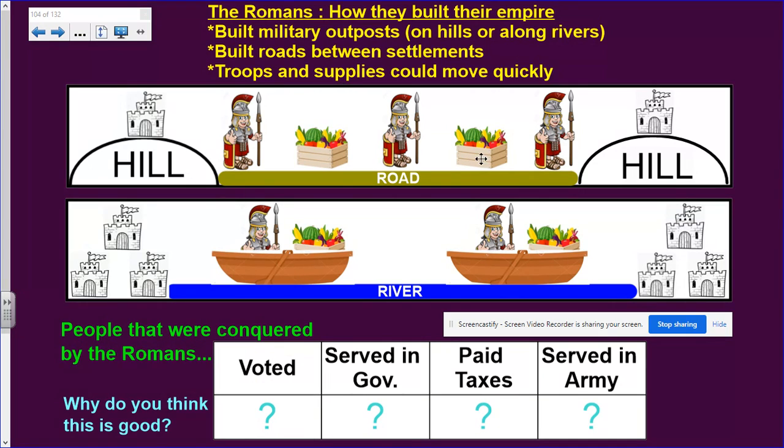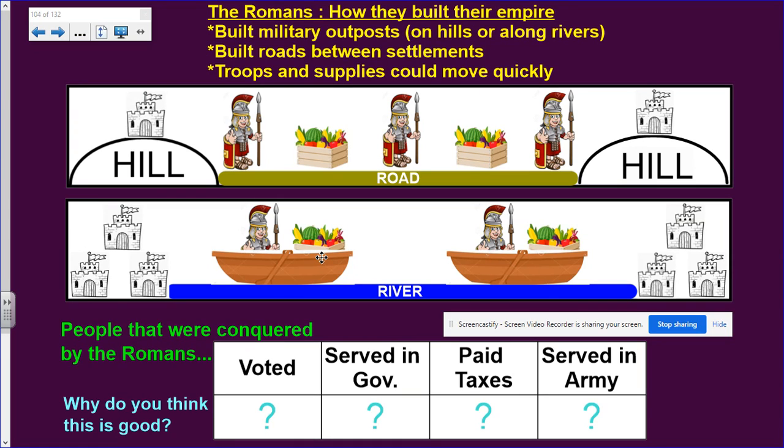Obviously, I just put the little fruit baskets over here to represent the supplies, but that pretty much shows you for the first example what's going on. You've got the outposts, you've got the road that's been built, you have the soldiers, you have the goods, you have the supplies. So they're just kind of traveling in between the two locations. Now, the river is the same situation. Obviously, along the river, they would use boats as opposed to walking like on the road, but it's pretty much the same concept.